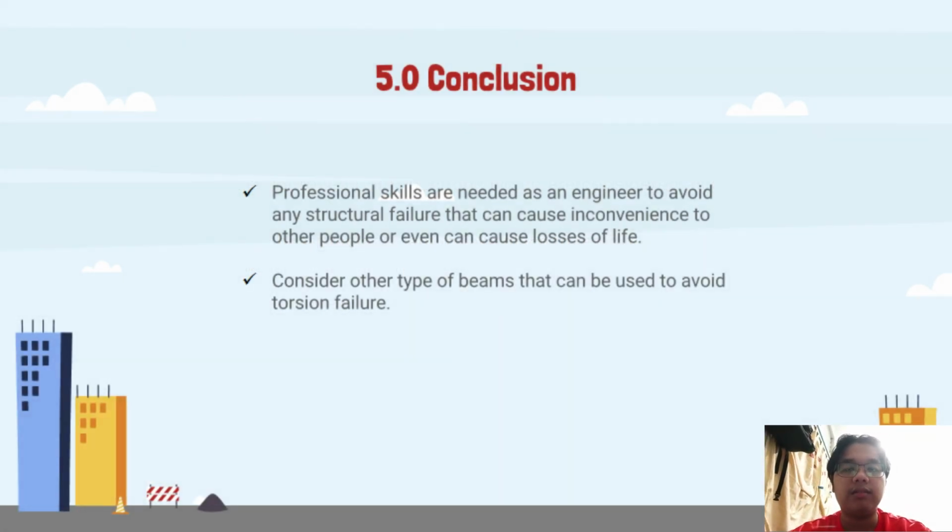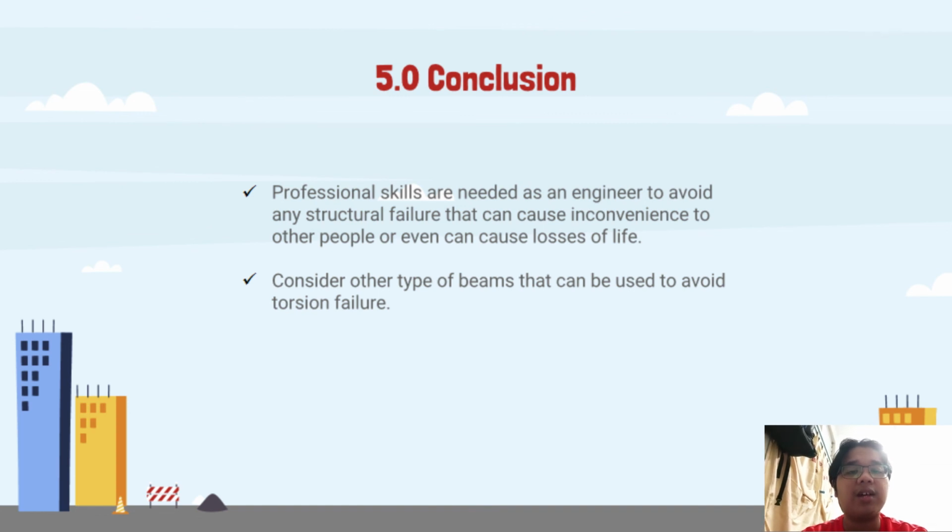As a conclusion, based on our case study, the design analysis that has been calculated is applicable to the problem that we face. Besides, we also came up with the most expected causes of twisted beam, which is due to torsion. Next, we can conclude that professional skills are needed as an engineer to avoid any structural failure that can cause inconvenience to other people or even losses of life. All the factors needed to be considered in designing a beam is to make sure it is stable.